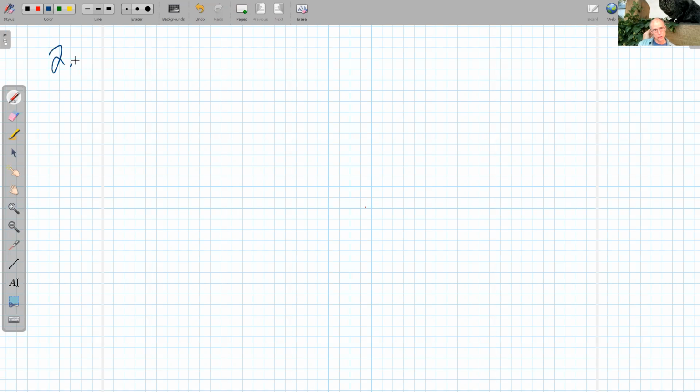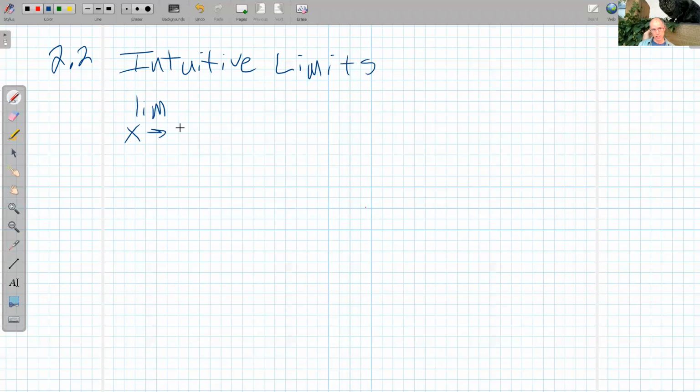So this is section 2.2. And the kind of limits we're working on right now are really kind of intuitive limits. And you already have a lot of experience with this, and we'll look back on some of that experience today. So some examples we looked at before, or at least similar to before. Let's take a look at the limit as x approaches 2 of x squared minus 4 over x minus 2.